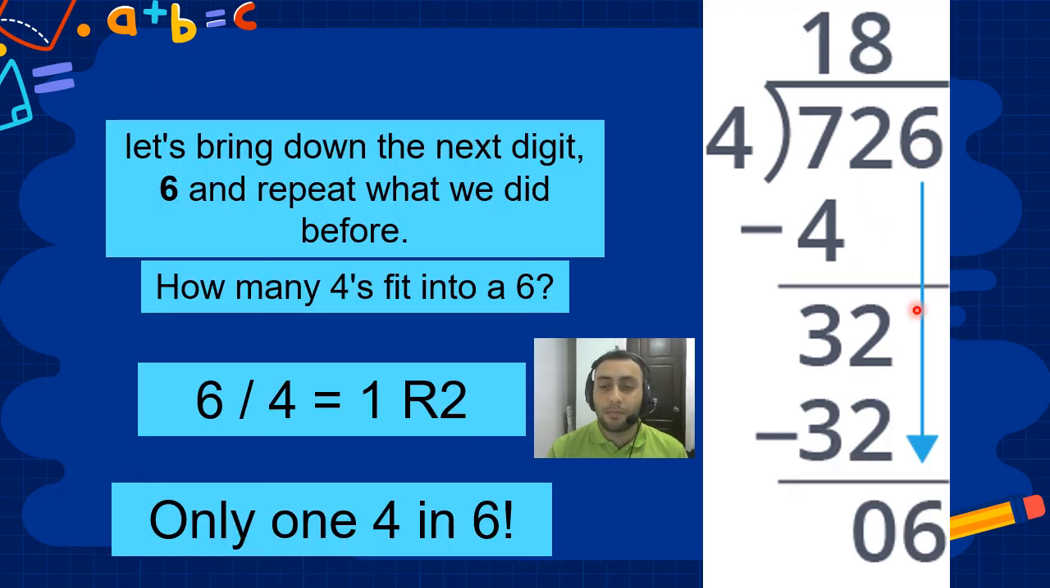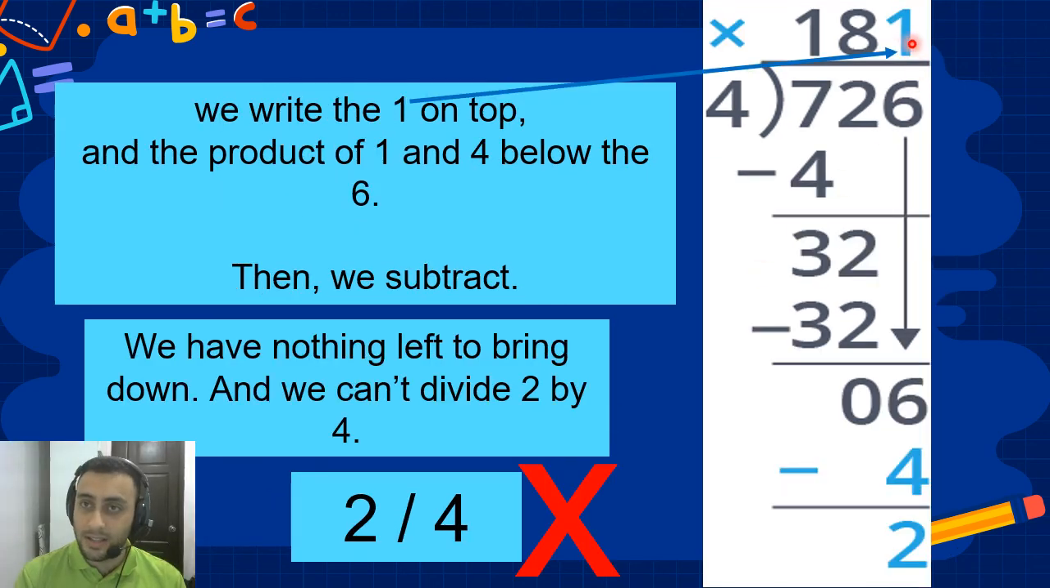So now that we brought 6 down, we have to ask the question. How many 4's fit into a 6? Only 1, right? And we will have a remainder of 2. So only 1 4 can fit into a 6. Like this, only 1. So we write 1 on the top and the product of 1 and 4, we write it below 6. So it's 4. Now we have nothing left to bring down and we can't divide 2 by the 4 that we have here, right?